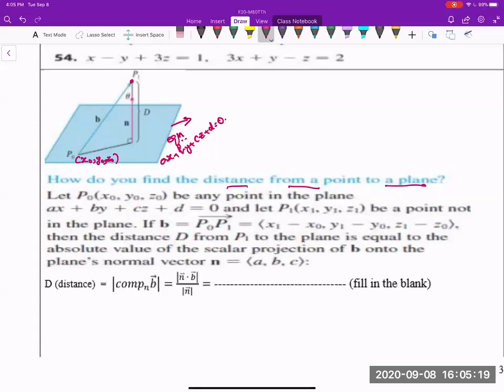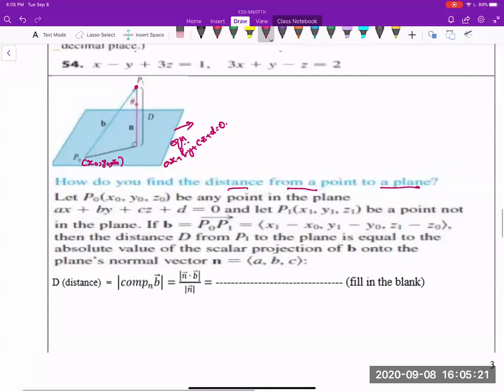So when you connect the line segment P0 to P1, the vector P0 to P1 is vector P1 minus vector P0. We should always take this order in order to find the line segment joining the 2 points. So first you have to write down the components of P1. So x1 minus x0, y1 minus y0, z1 minus z0 are the components of the vector b, which is the line segment joining P0 to P1.